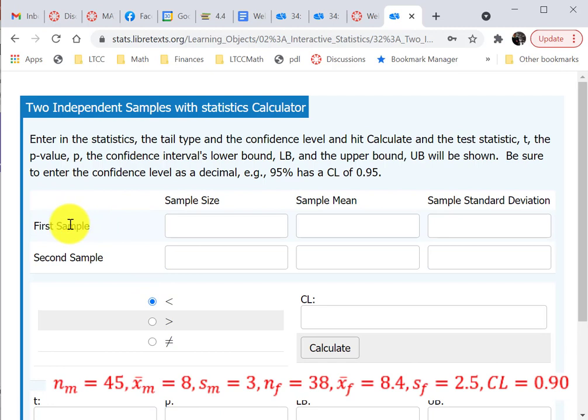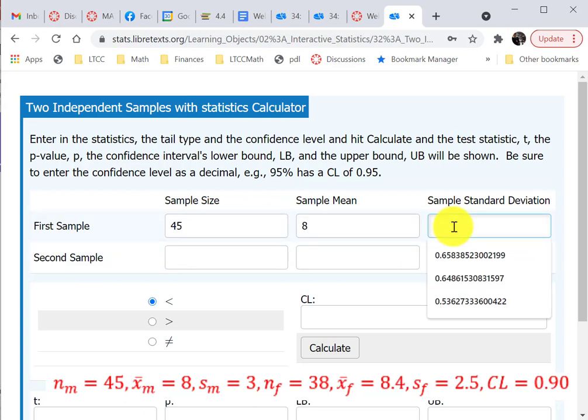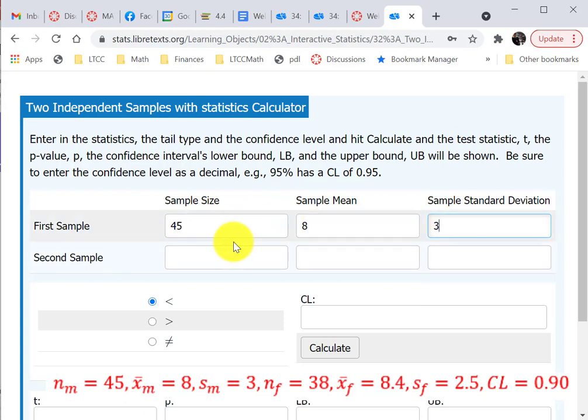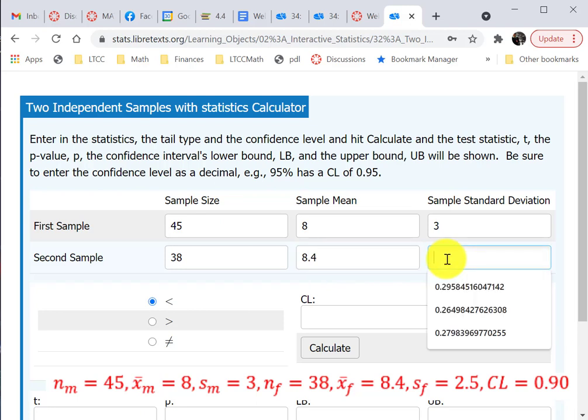It asked for the first sample size. That was 45. It asked for the first sample mean, which was 8. And its standard deviation was 3. For the second sample, there were 38 females in the second sample. Their sample mean was 8.4. And their standard deviation, the sample standard deviation, was 2.5.